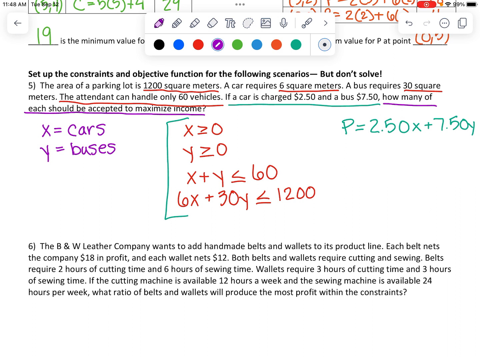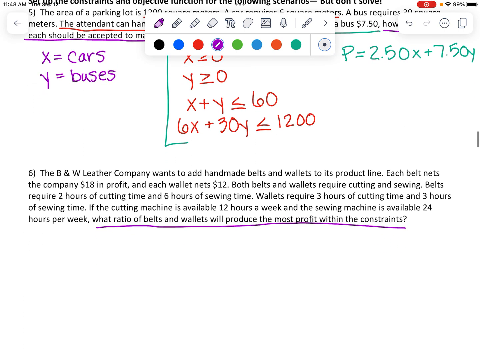Let's look at another example here. This one, lots going on, okay? I'm going to start with this last part. What ratio of belts and wallets will produce the most profit within the constraints? So we have a leather company. They make belts. They make wallets. They talk about how much time it takes to cut and sew these and how many hours a week the machines are available. So we are going to define our variables.